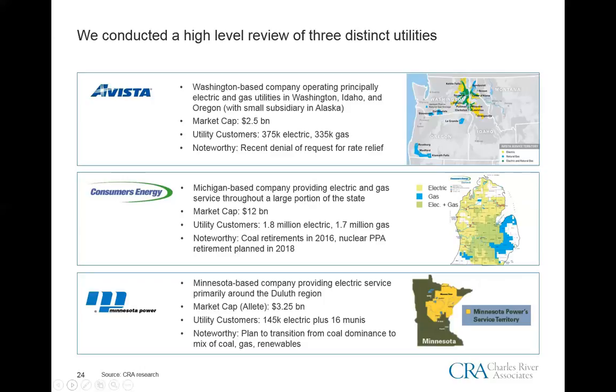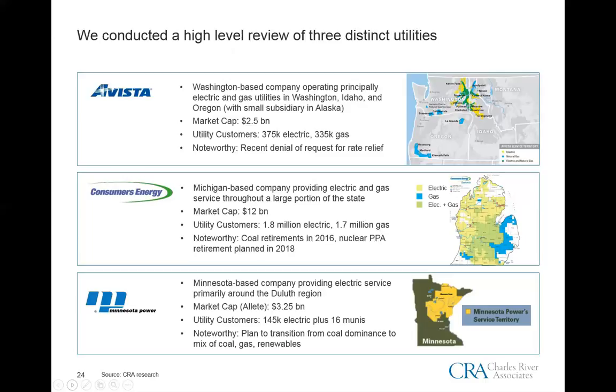So the 3 utilities that we looked at were Avista, Consumers, and Minnesota Power. Very briefly, for those not familiar with these entities, Avista is a Washington state-based company operating primarily in the Northwest, with electric and gas utilities in Washington, Idaho, and Oregon, and 375,000 electric customers. As Jim hinted at before, they've been in the news lately due to denial from their regulators in Washington on rate increases and that rate fatigue comment that was made before.